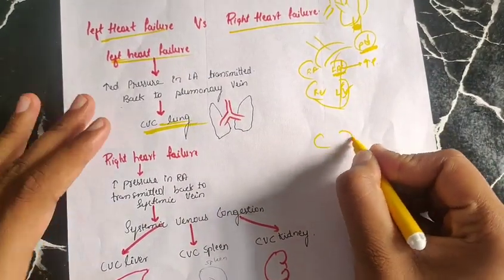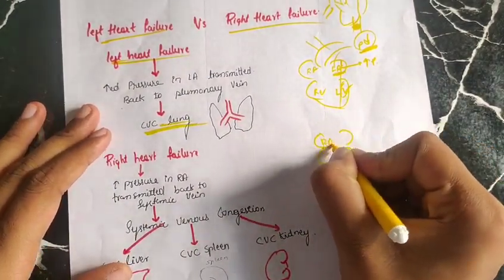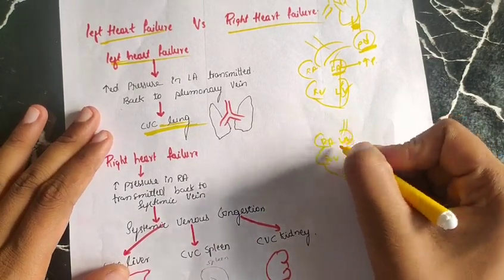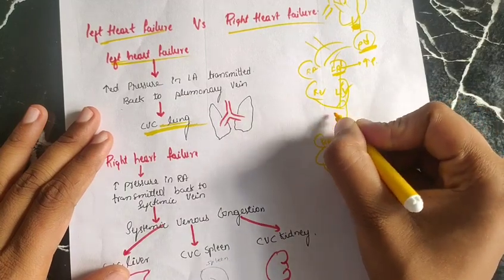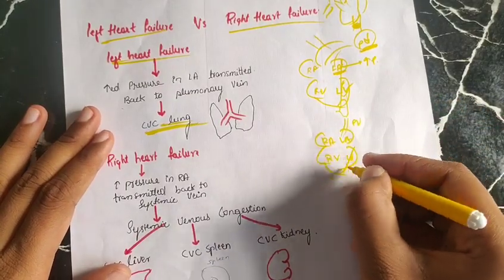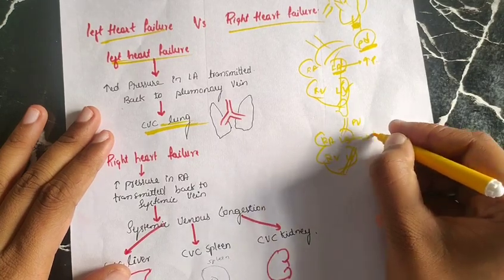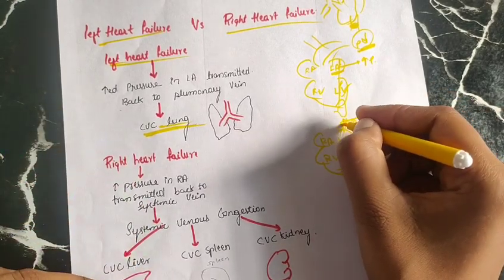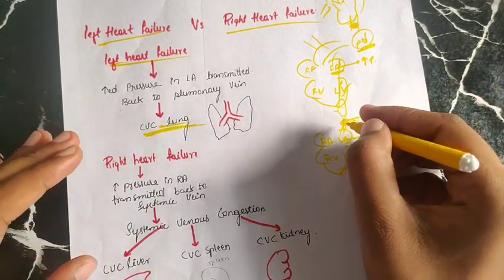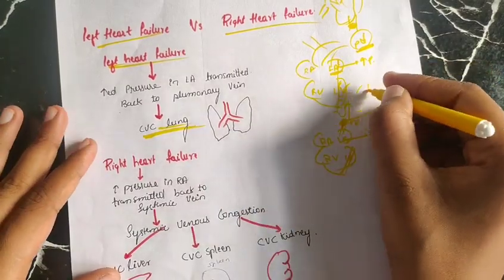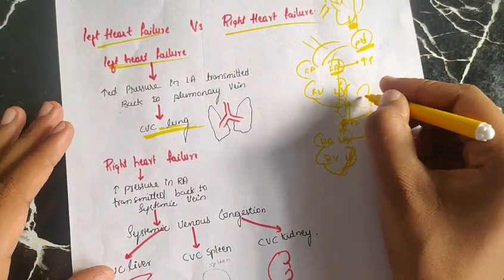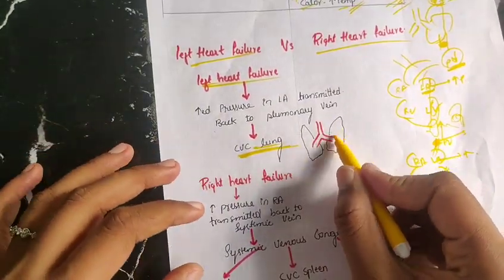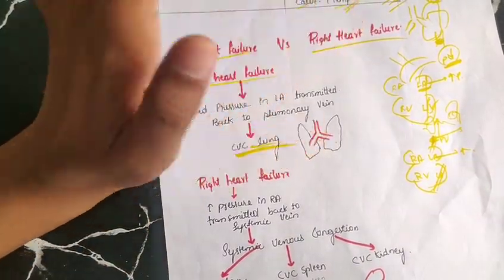Once again, this is the heart. The heart has four chambers: right atrium, right ventricle, left atrium, and left ventricle. The left atrium receives blood from the lung through the pulmonary vein. So when there is left heart failure, there will be raised pressure in the left atrium, which is transferred back into the pulmonary vein. Blood flows from a high pressure area to a low pressure area. The lung has less pressure, so all the blood accumulates inside the lung. So it causes CVC lung. Accumulation of venous blood in the lung is known as CVC lung. This is all about left heart failure.